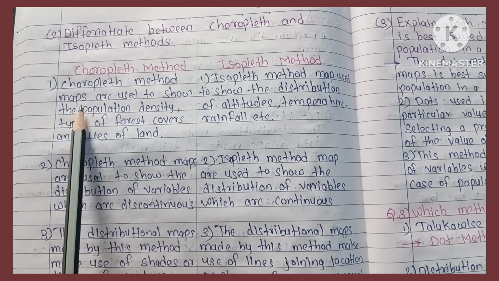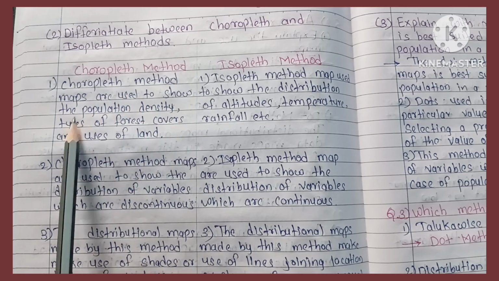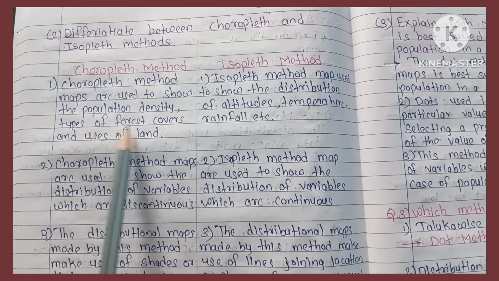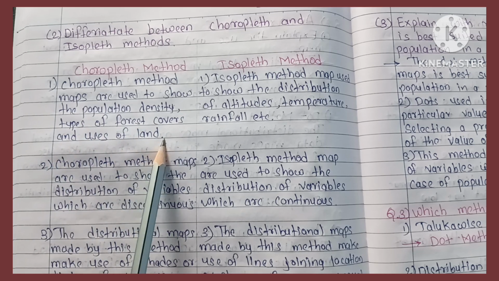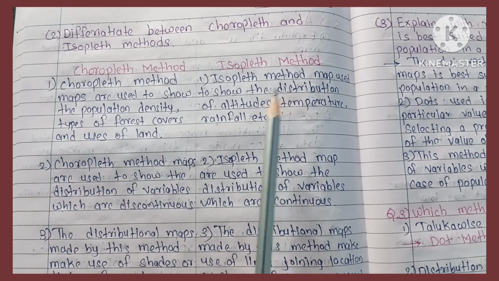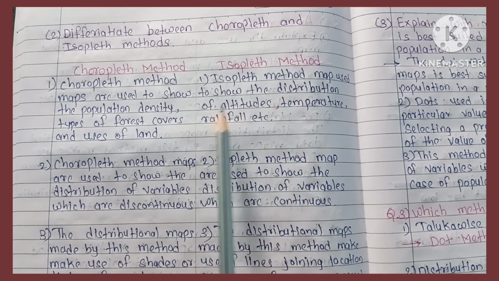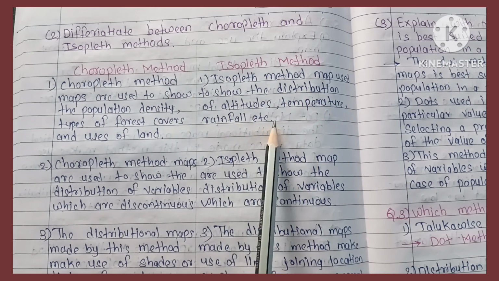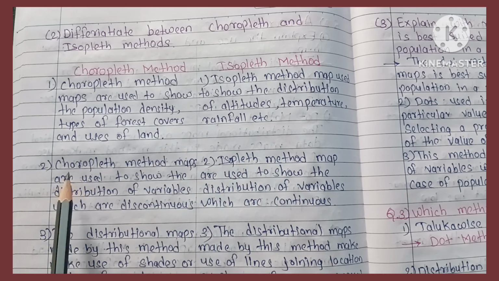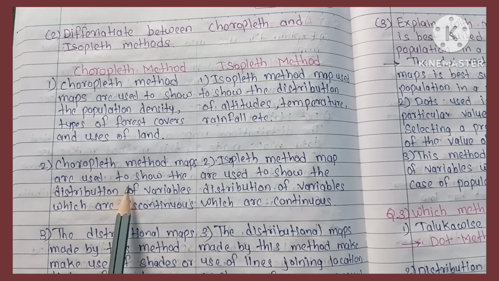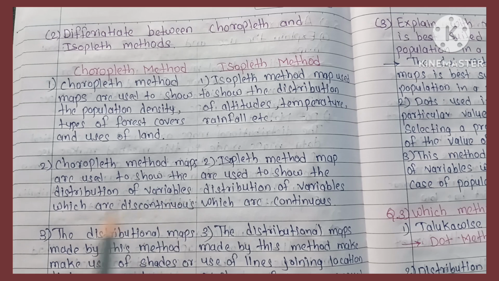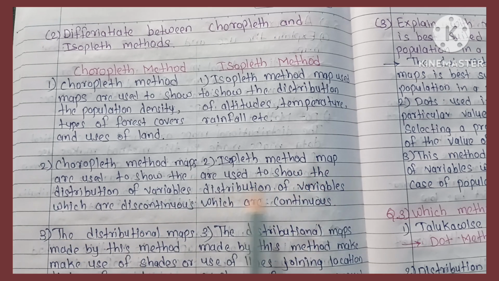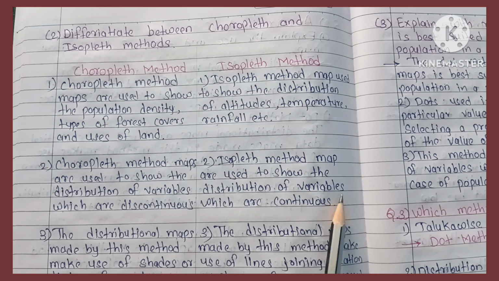Choropleth method. Choropleth method maps are used to show population density, types of forest cover and uses of land. Isopleth method. Isopleth method maps are used to show the distribution of altitudes, temperature, rainfall, etc. Second point, choropleth method maps are used to show the distribution of variables which are discontinuous. Isopleth method maps are used to show the distribution of variables which are continuous.